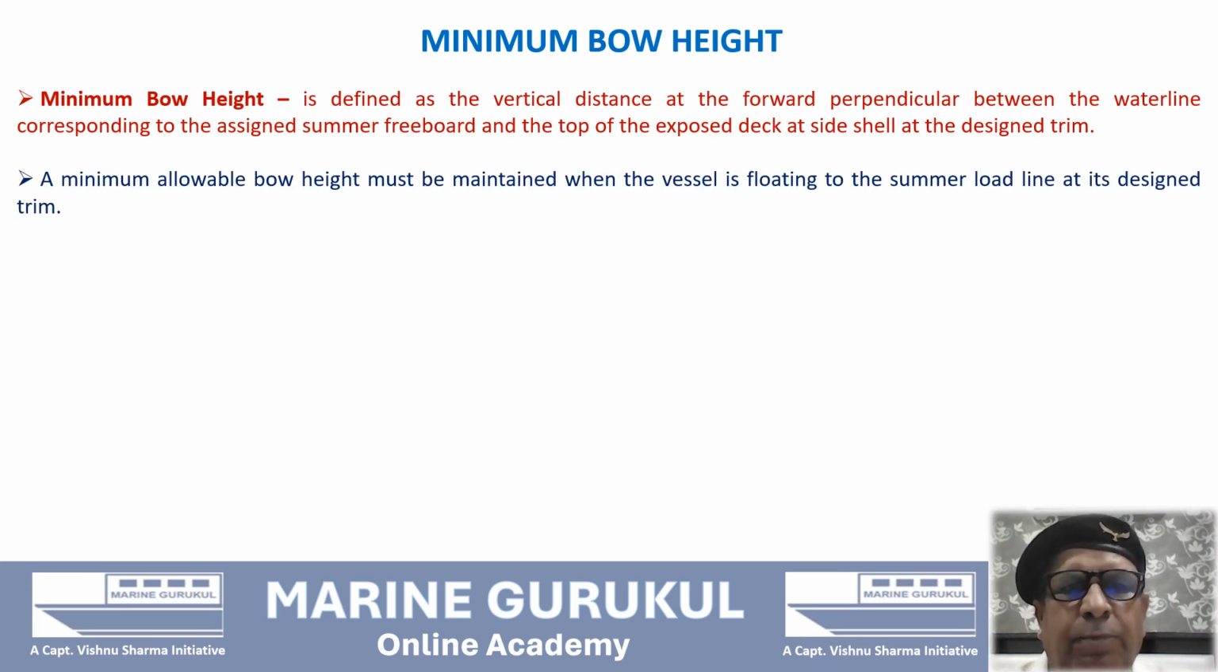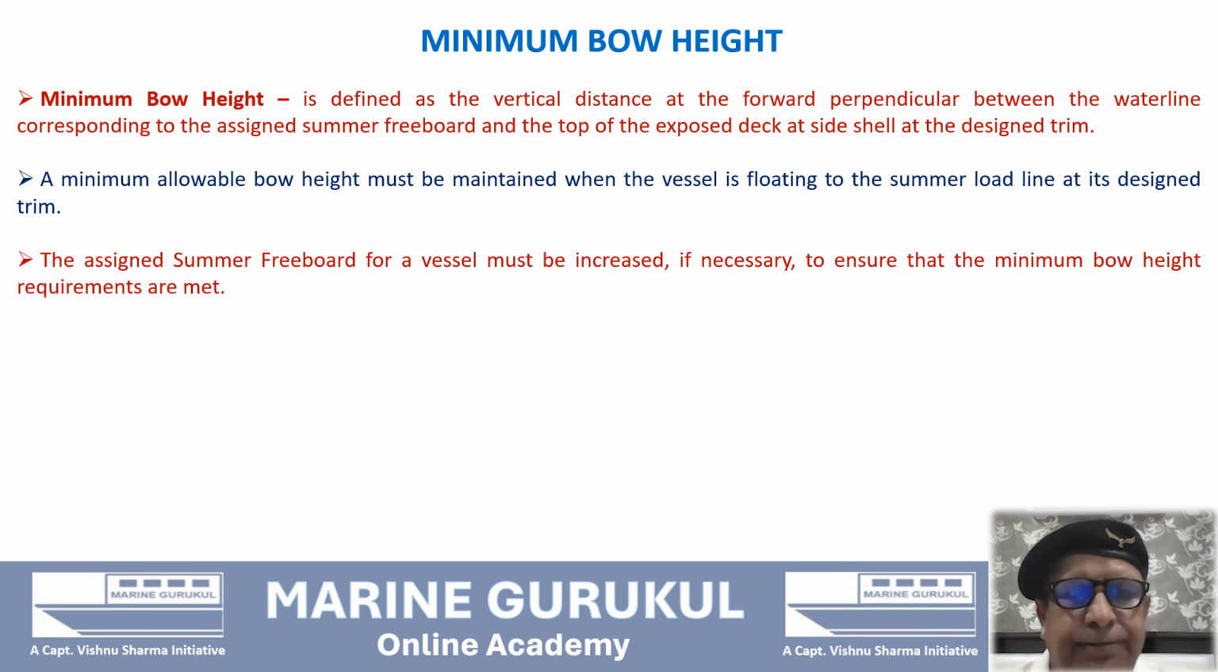Minimum allowable bow height must be maintained when a vessel is floating to her summer load line at its design trim. The assigned summer freeboard for a vessel must be increased if necessary to ensure that minimum bow height requirements are met. So, if the construction of the vessel is not able to provide the required minimum height applicable to that ship, then her assigned summer freeboard must be increased so that the minimum bow height requirements are complied with.